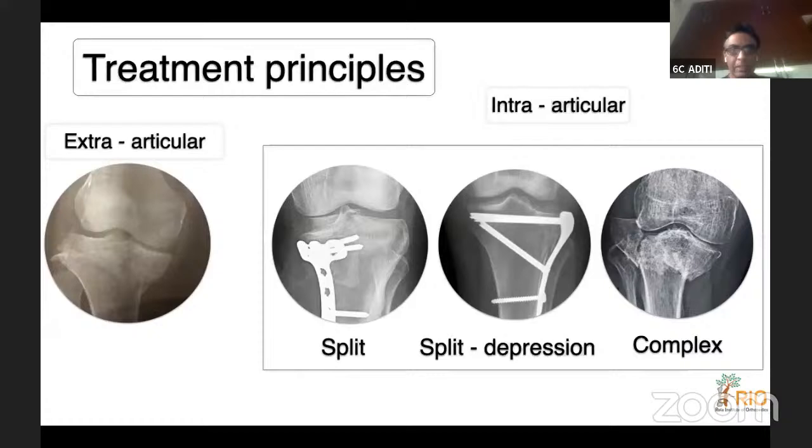If you look at principles of treatment, it depends on what kind of malunion you are dealing with, whether it is an extra-articular malunion or an intra-articular malunion. Intra-articular malunion can be a split malunion, a split depression type after a lateral side injury, and sometimes it can be complex involving all components. And most often you will be dealing with malunions that have both an extra-articular and an intra-articular component to it.